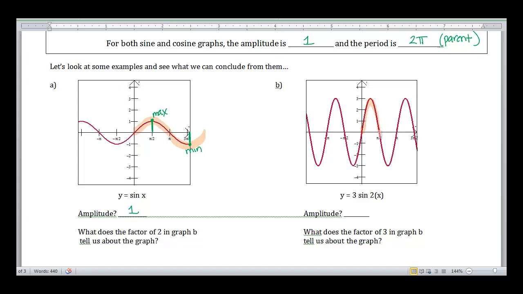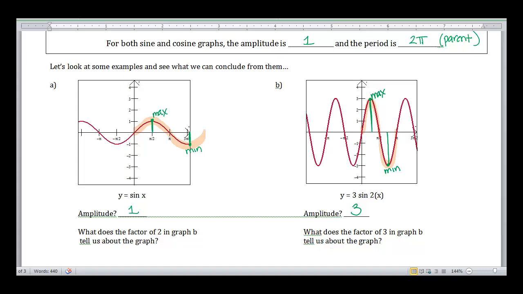When I look at B, here the sine function again starts at the midline, and if I go up, midline, min, and back to the midline, I can see that now I'm going up to a maximum by traveling 3 units. I'm also going down to a minimum by traveling 3 units. So the question now is, what does that factor of 2 do to the graph B? And what does the factor of 3 do to graph B?